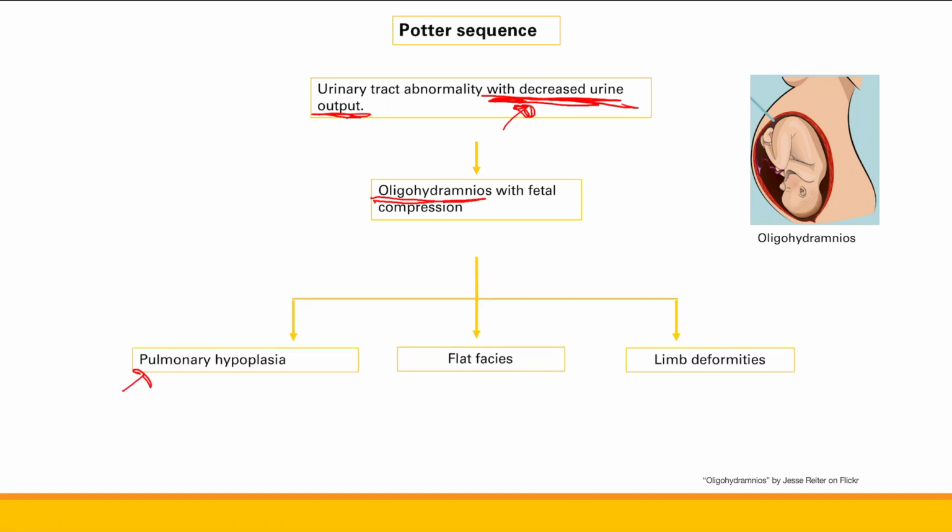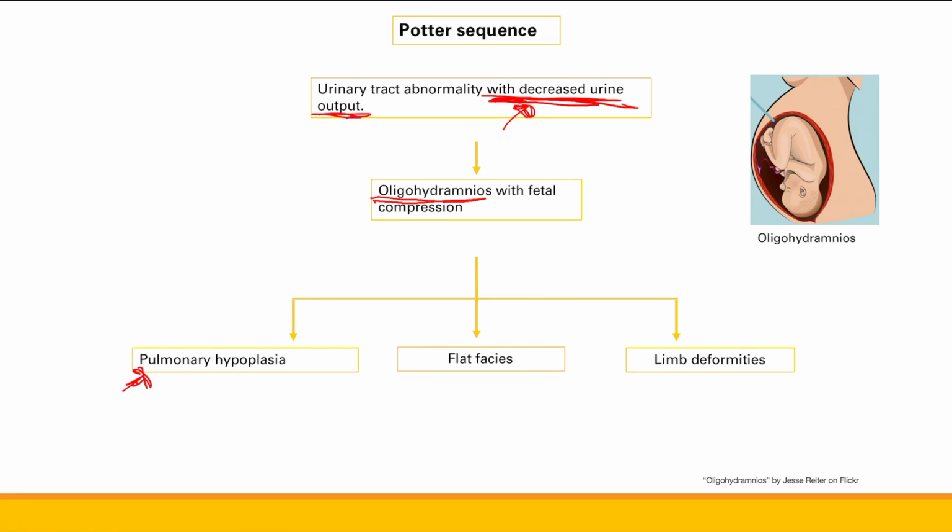First one is pulmonary hypoplasia. The reason why is because there's not enough amniotic fluid. Baby normally aspirates that amniotic fluid into the lungs, and it helps distend the alveoli, helps stretch them out. Not enough amniotic fluid, less stretching of the alveoli, now you get pulmonary hypoplasia.